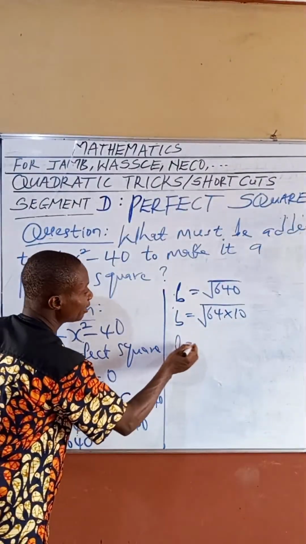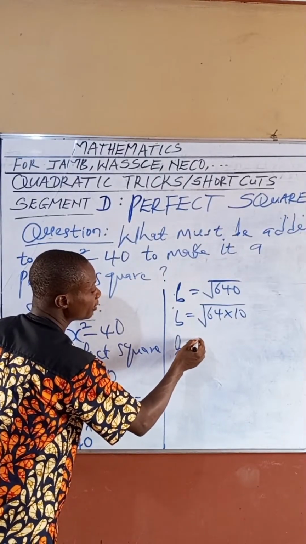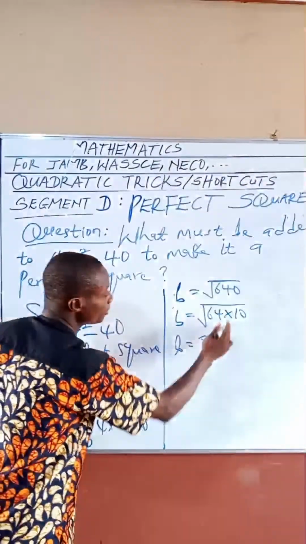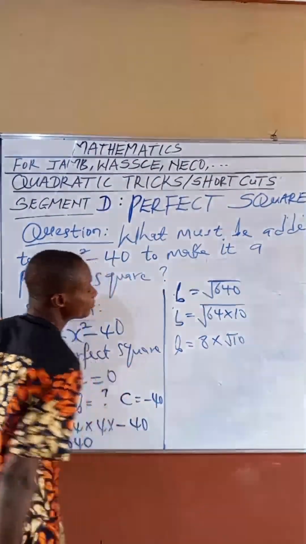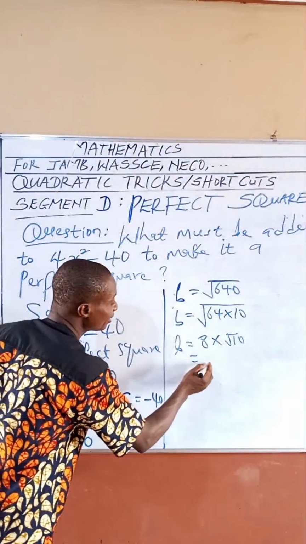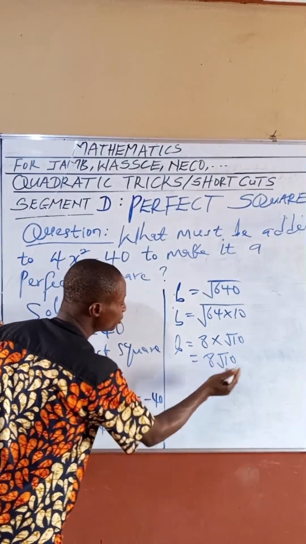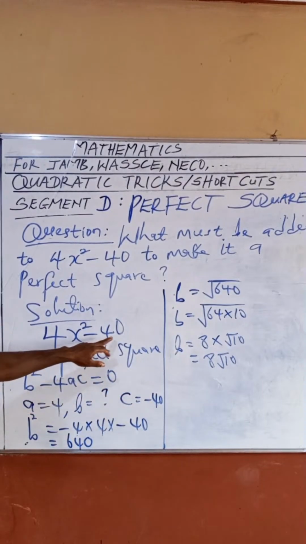64 has a whole number square root, a rational square root. So the square root of 64 is what? 8 times 8 is 64. Then times the square root of 10. So our answer is 8 root 10. 8 root 10 is what must be added to make it a perfect square. That's what must be added to this.